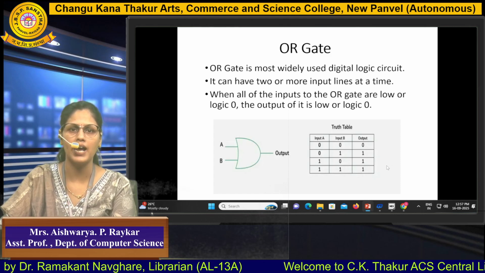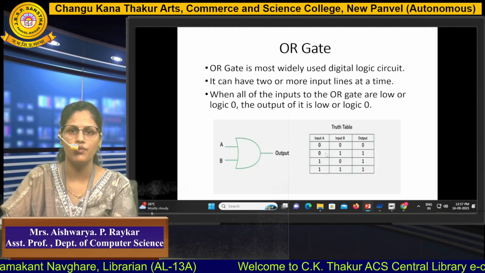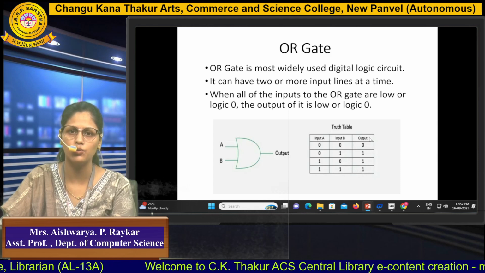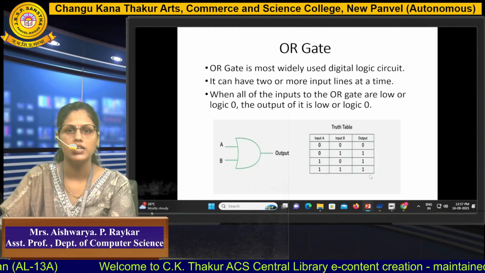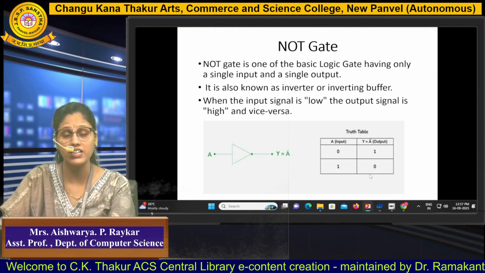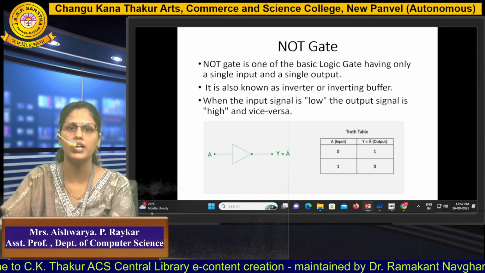This is the truth table. And what is the logic I said? When both the inputs are low, then only you will get the low output, else you will get the high output. Then NOT gate. NOT gate is one of the basic logic gates, and it is the only gate which has a single input and single output.